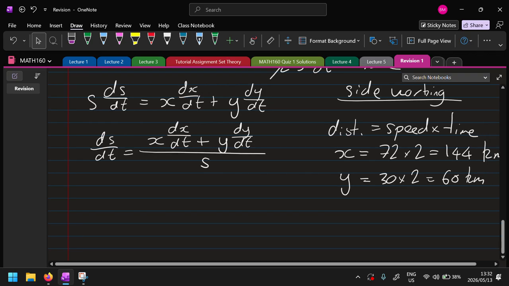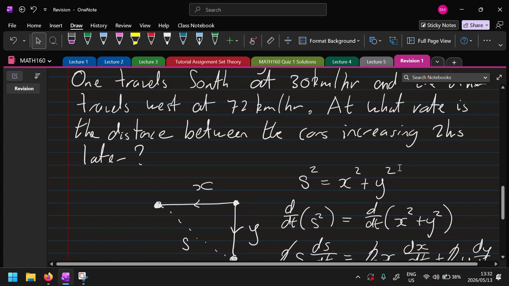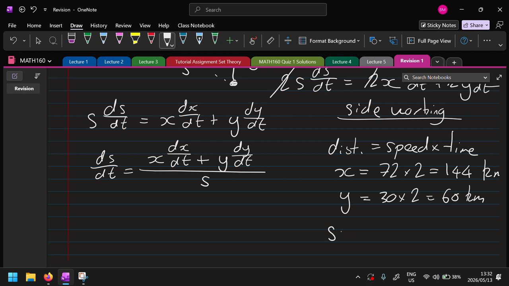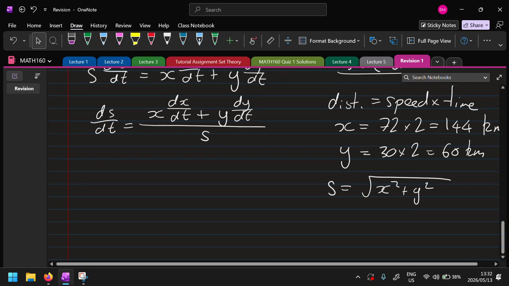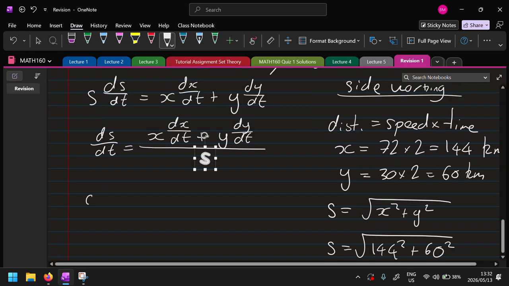Okay, so let's just substitute. Now we know all of these. Do we? No. What's missing? S. But we know how we can find S from here. So S equals the root of x squared plus y squared. We know what those are. We just worked them out. And now we just substitute.